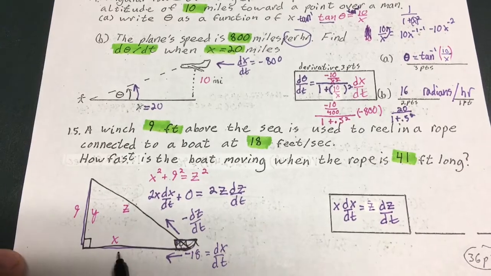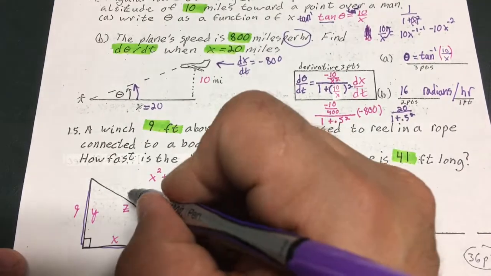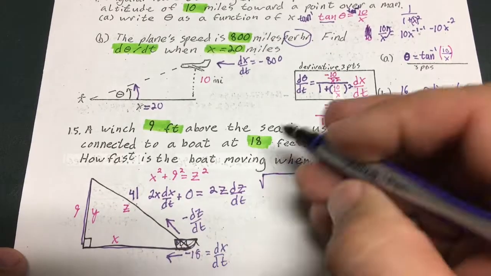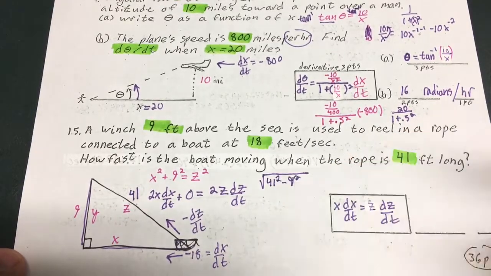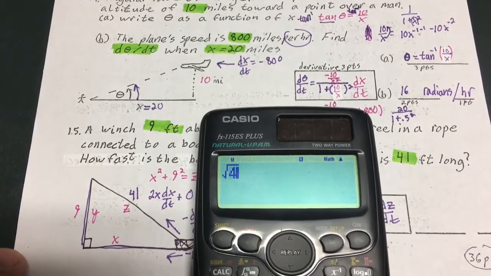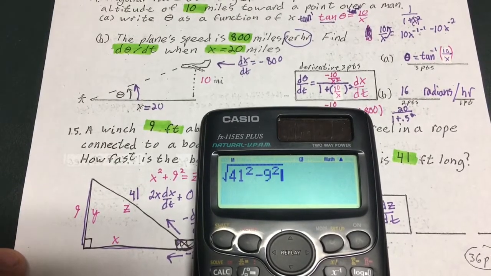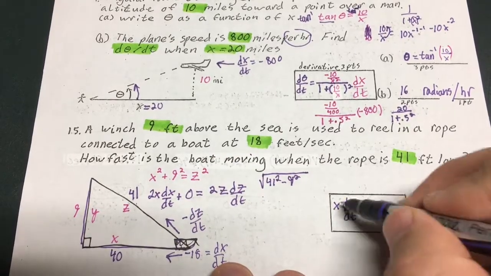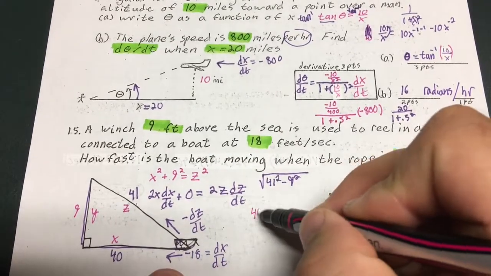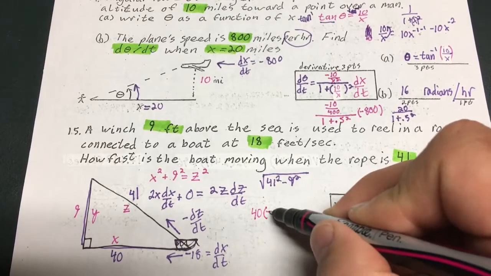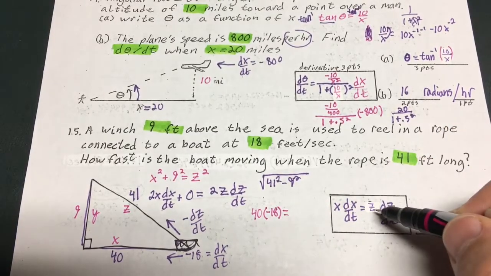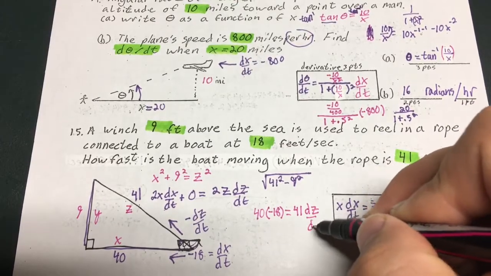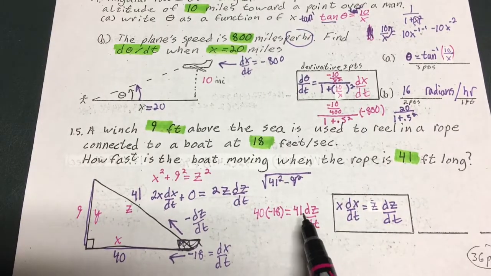It doesn't tell me what x is, but it does tell me what z is. The rope is 41. So now I have to use the Pythagorean theorem to find the third side. It's the square root of 41 squared minus 9 squared, which is 40. This base is 40, so x equals 40. dx dt equals negative 18, and that equals z, which is 41, times dz dt, and that's what we're looking for. I'm going to divide both sides by 41.